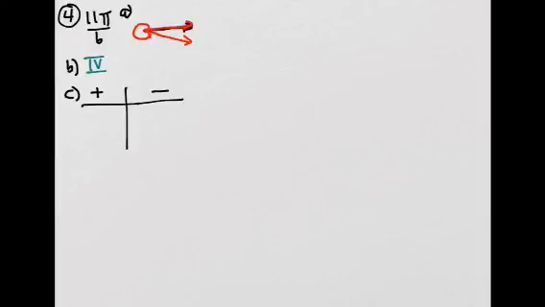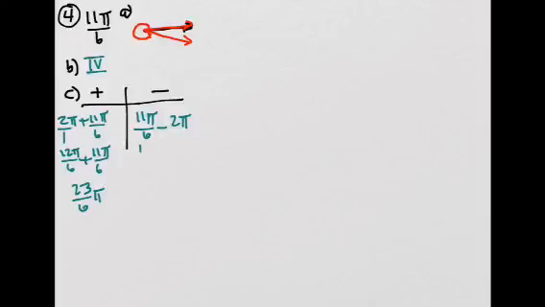4. And then to add another positive coterminal angle, we're going to add 2 pi to 11 pi over 6. So we're going to get a common denominator, so that's 12 pi over 6 plus 11 pi over 6. So that's going to be 23 pi over 6. We're going to subtract 2 pi to get a negative coterminal angle, so that's 11 pi over 6 minus 12 pi over 6. So that gives me negative pi over 6.